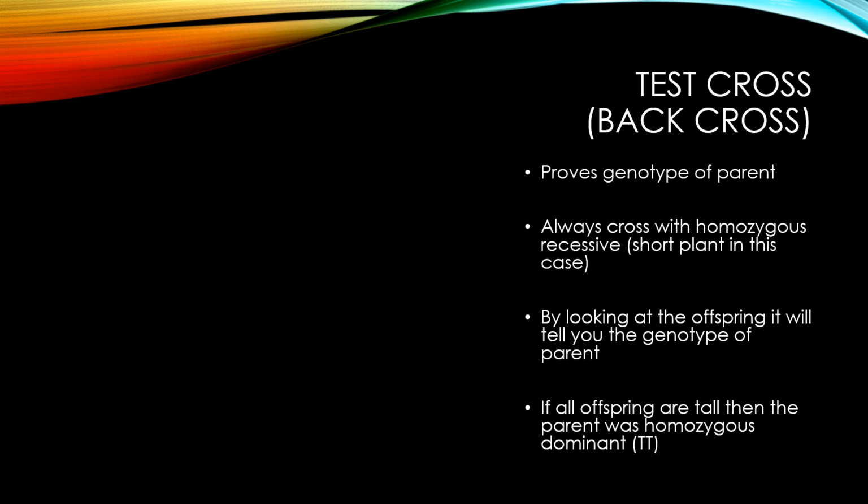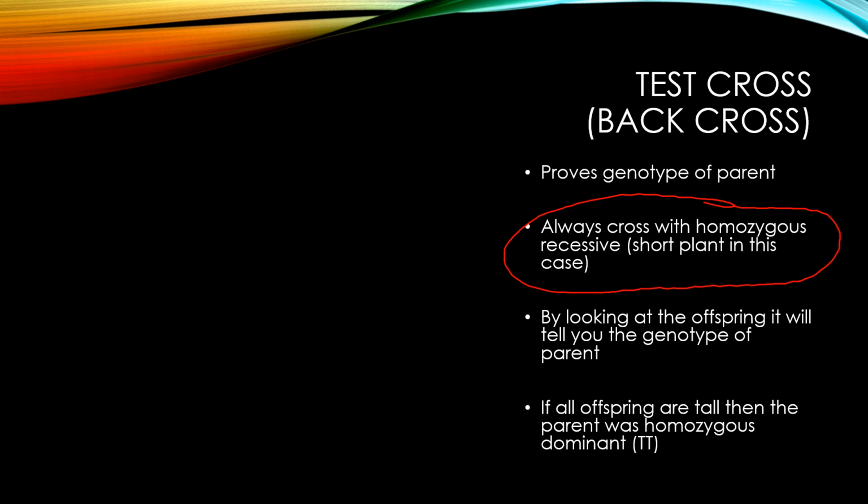It doesn't matter which one you use, you always cross it with the homozygous recessive. Okay, so that's always the case. It doesn't matter whether it be a white flower you're going to cross it with or a brown haired mouse, it's always a homozygous recessive. Why? Because if it is a brown mouse, for example, we're guaranteed that its genotype would be two small b's.